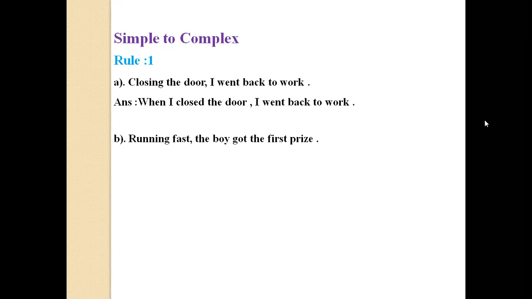Number B, running fast, the boy got the prize. Here the sentence starts with running fast. Running is present participle. We know when ing is used after verb and it works as a verb and adjective at a time, then it is called present participle. So here, running fast, the boy got the first prize. The sentence starts with present participle. So you may change this like, since the boy ran fast, he got the first prize.